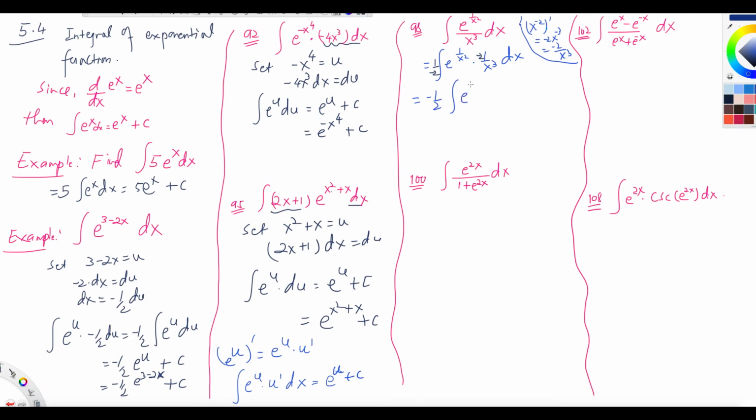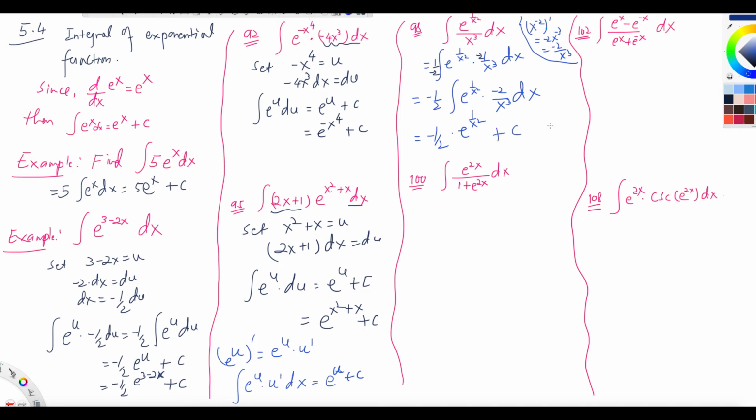And then e to the 1 over x squared, it is like e to the u times negative 2 over x cubed. This is like u prime dx. So what is the final answer here then? Negative 1/2 times e to the 1 over x squared, e to the u, plus c, that way.